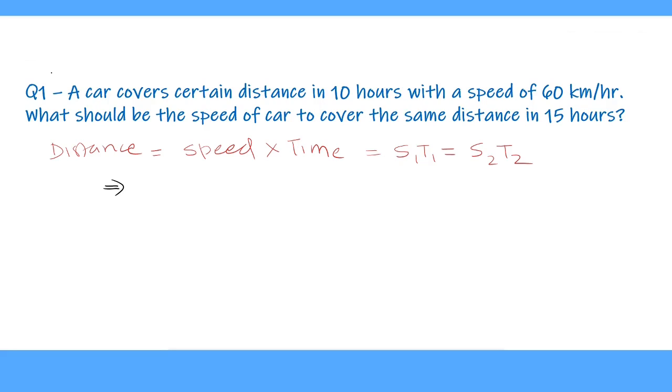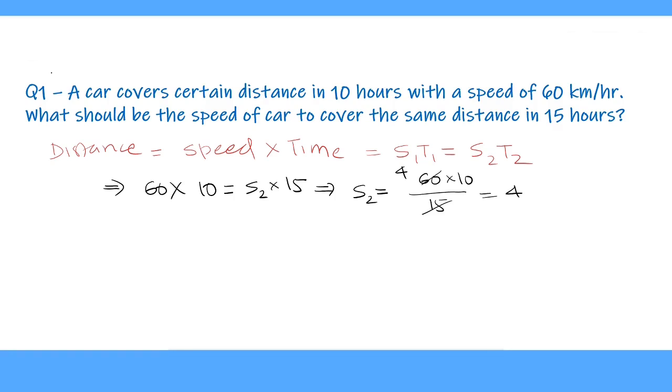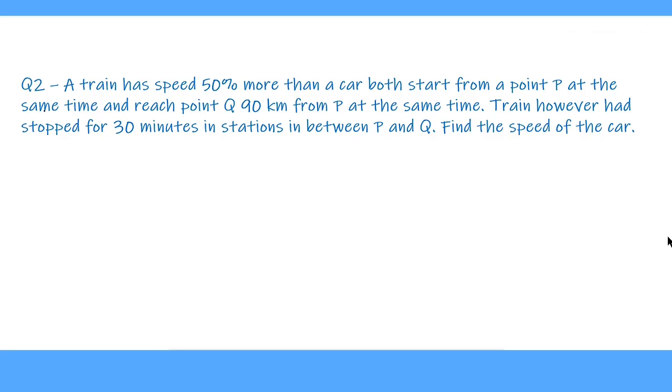And now we solve like this. S1 is 60 km per hour and T1 is 10 hours. Now T2 is given to us as 15 hours and S2 has been asked. So S2 into 15. So this gives us S2 equal to 60 into 10 upon 15. 15 cancels 60 four times and 10 multiplied by 4 equal to 40. So our answer is 40 km per hour. We have just used the short trick of S1 T1 equal to S2 T2 and we have reached the answer.